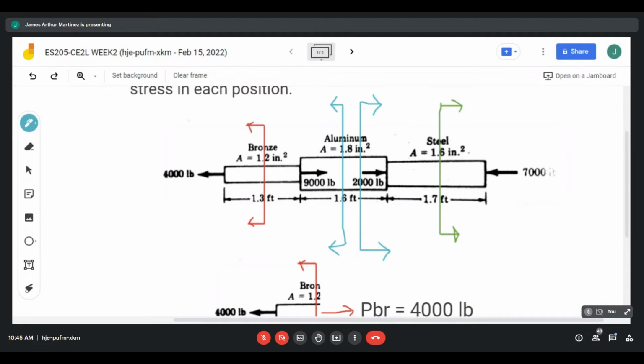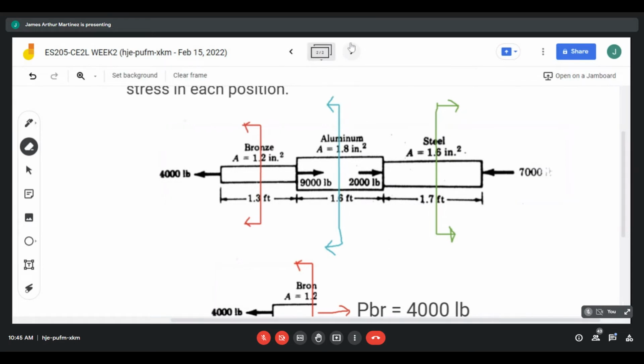Sir, where did you cut in the middle of the steel? In the steel? Okay. Yes, what I consider is the left side. So the arrow will indicate which side I will consider in my analysis.